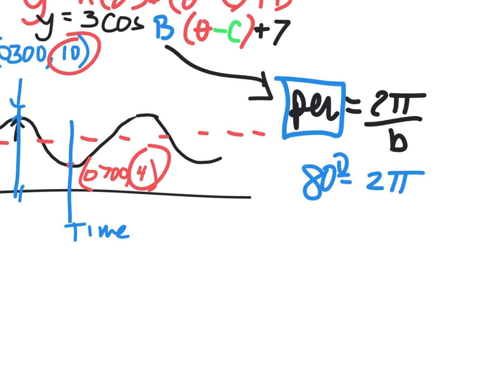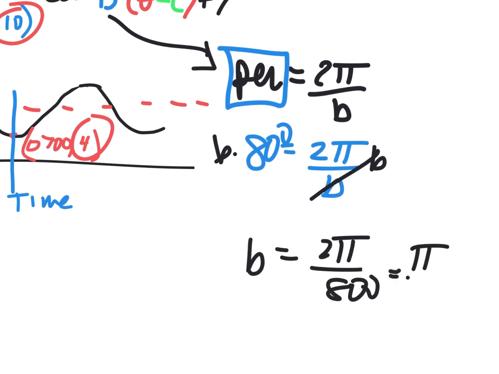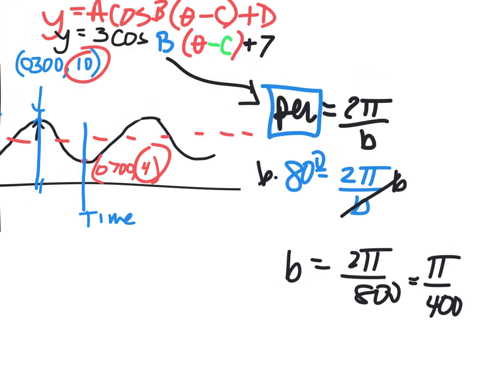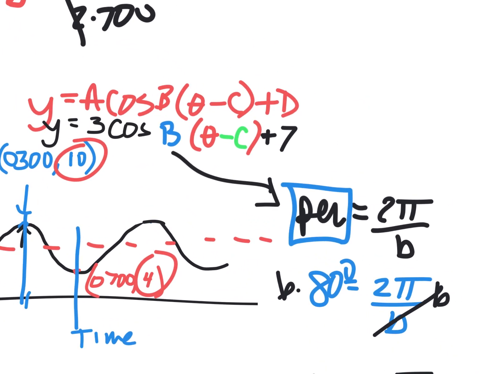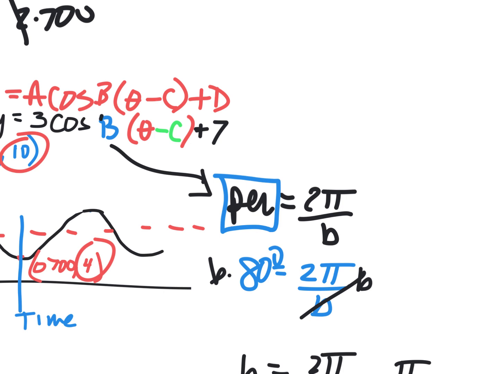Yup. And then you multiply both sides by B, and you get 800B equals 2 pi, and then you divide by 800, so you get B equals 2 pi over 800, and you can simplify that to pi over 400. Nice. That is exactly right. Okay, so pi over 400, as we just showed right there. And that goes here. Pi over 400. And then last but least is the C.